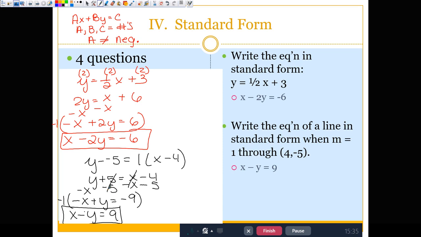So that is 4 questions on standard form. Our second largest topic, but it's also tied with arithmetic sequence, so I guess let's try for second and third.